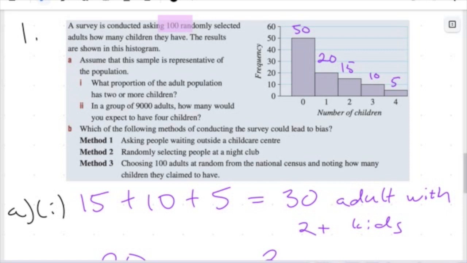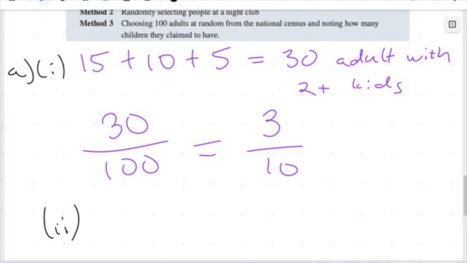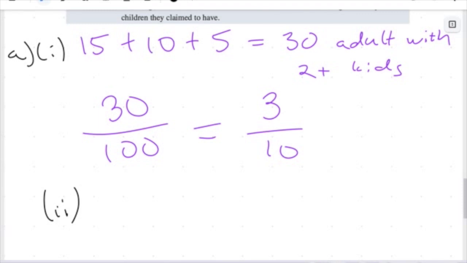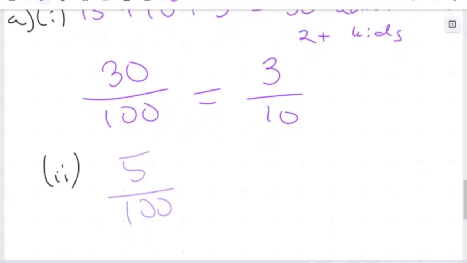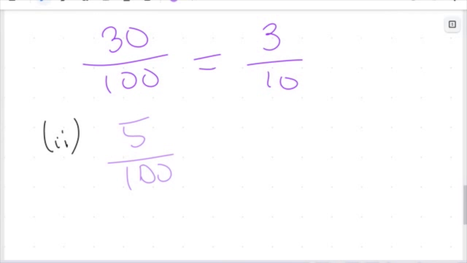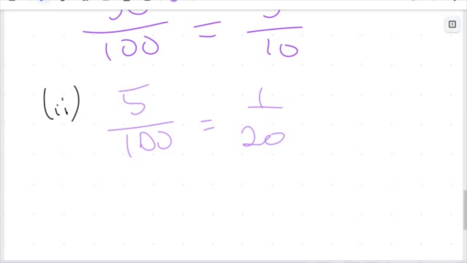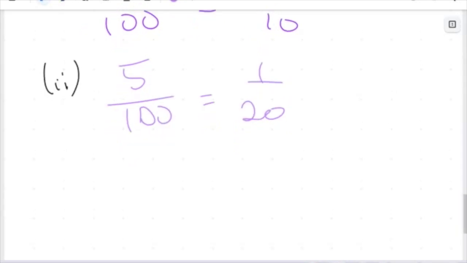So, let's think, well, first of all, we want to find how many out of these 100 had 4 children. And that is 5. So, the portion of people in this survey that had 4 kids is going to be, let's do this in the same color, 5 out of 100. Because 5 people answered 4 kids out of the 100 that were surveyed. So this can be simplified to 1/20th of the population. So in order to make a conclusion about the 9,000, we want to find what is 1/20th of 9,000. That is the portion of 100.